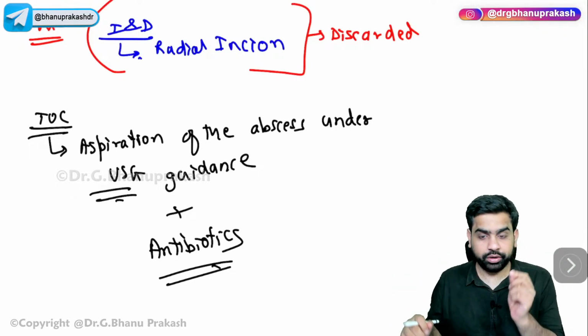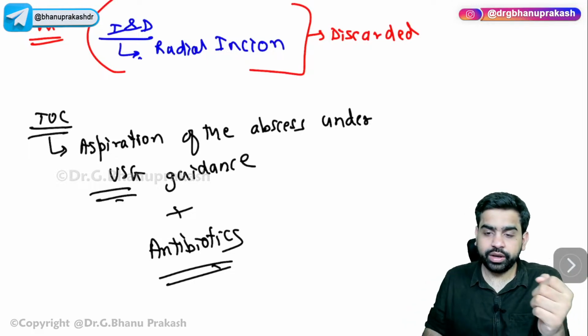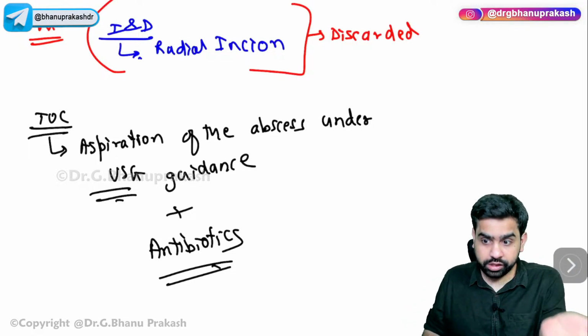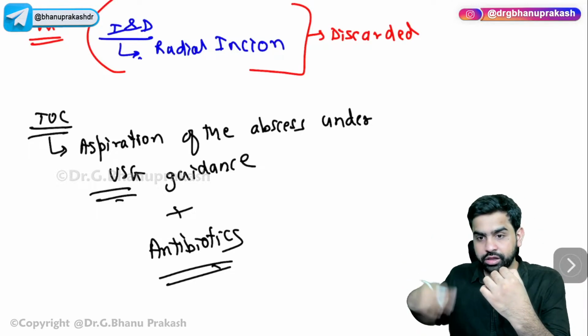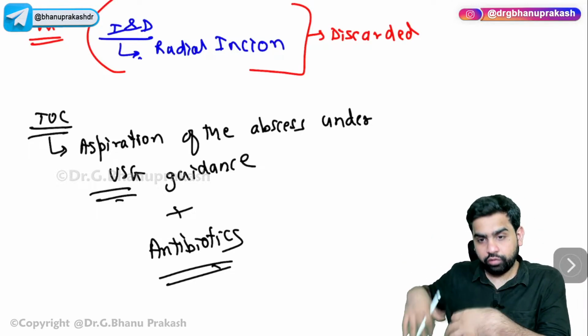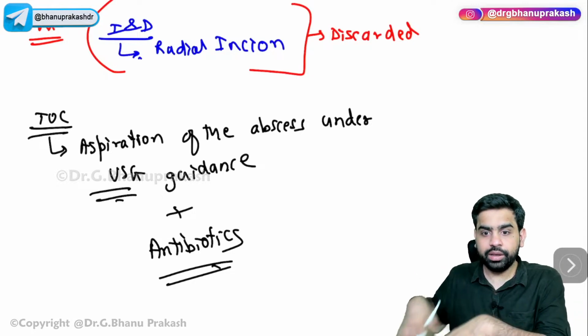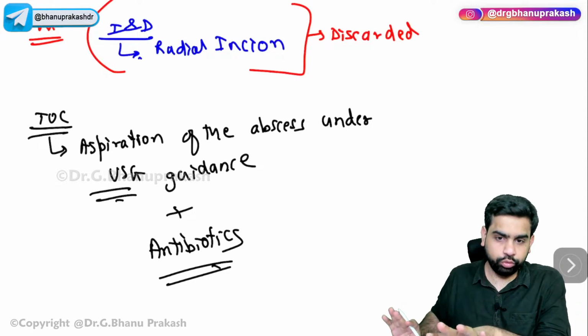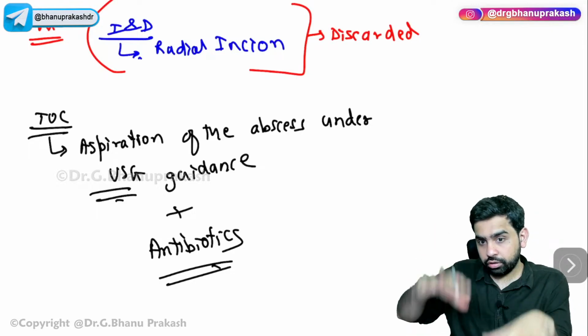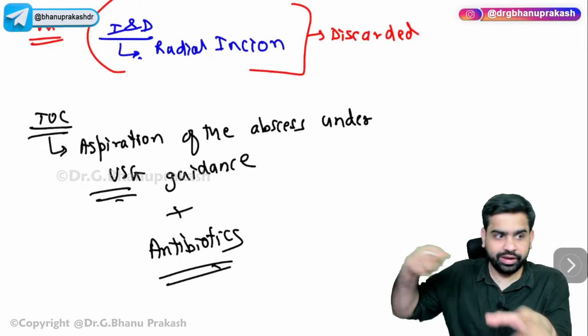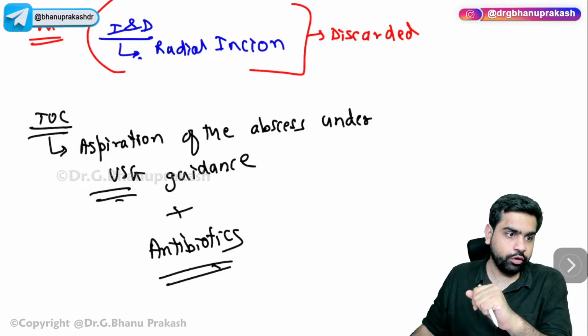Please try to understand why you don't want to do an I&D. If you perform an incision and drainage, what is going to happen? Invariably, you are going to damage certain breast ducts, the mammary ducts, and from there the continuous milk will keep leaking, which you don't want. So what you basically want is for the abscess to subside, and you aspirate it again and again. I hope you're able to understand this point.